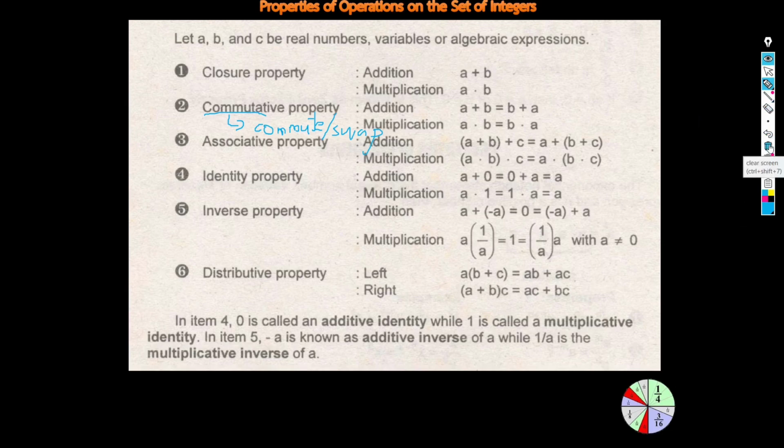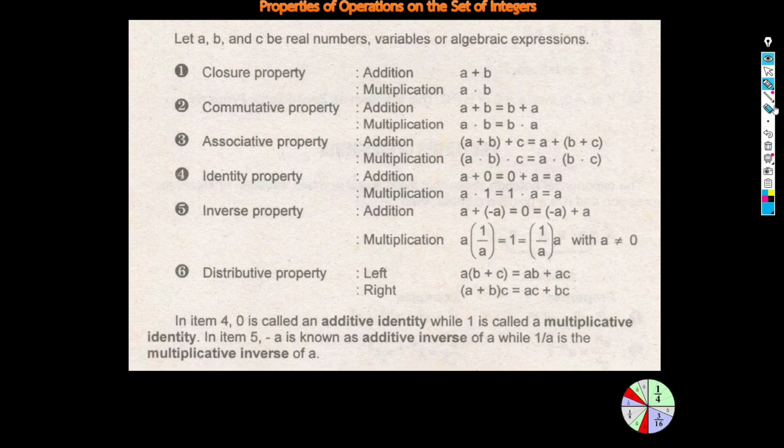Remember the closure property: if you are closed together, it will produce another real number. Now for the commutative property, if you swap, exchange, or commute to the other place, it will give you the same answer in addition or in multiplication.